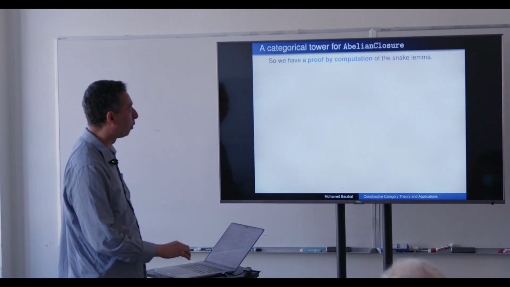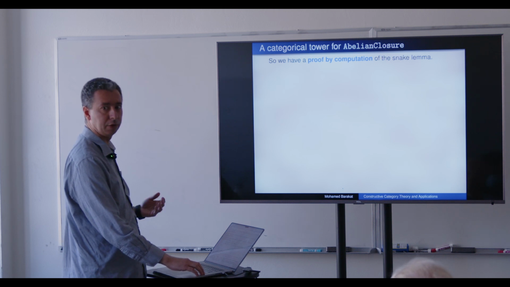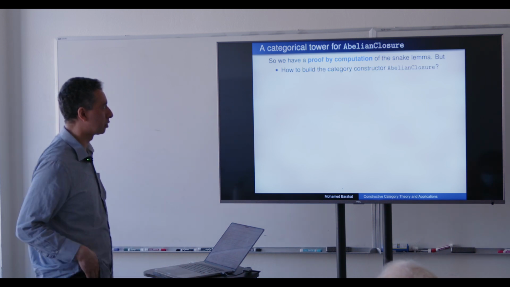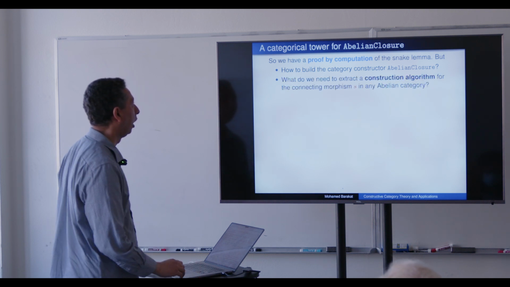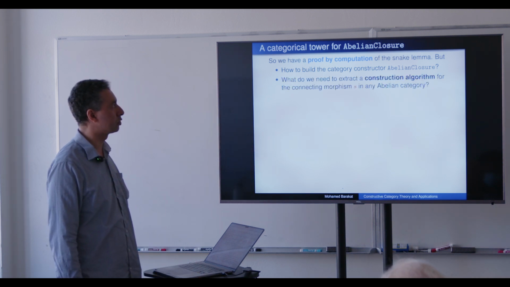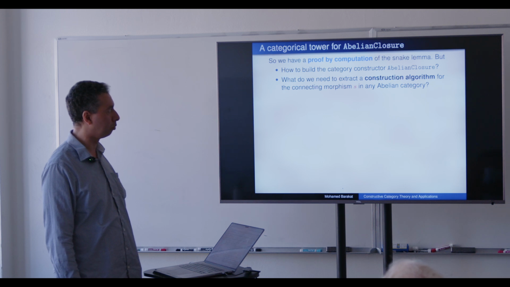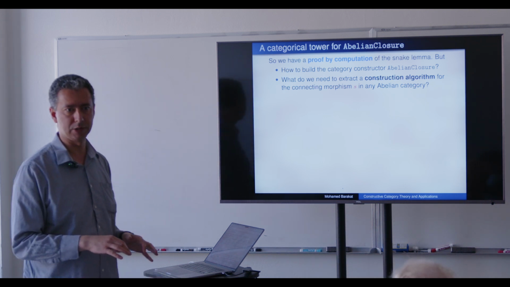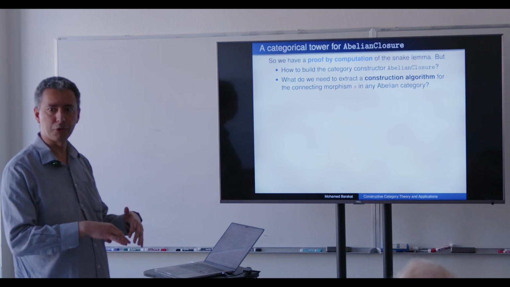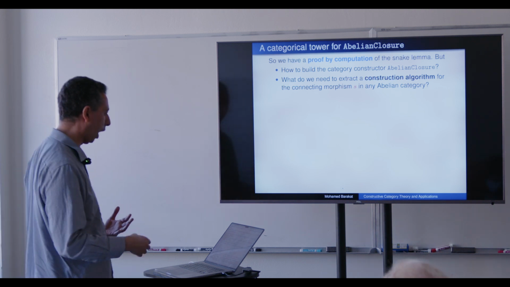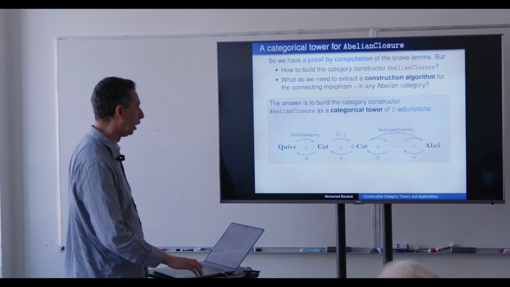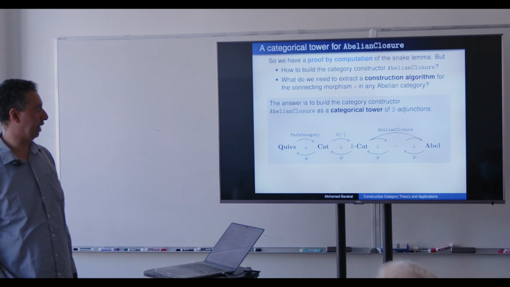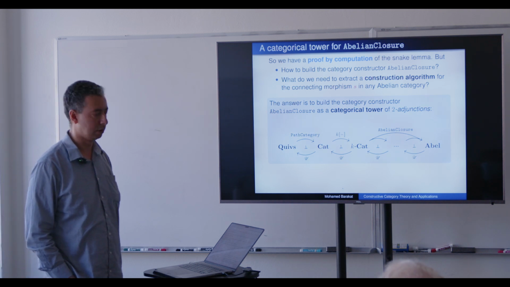So we have a proof by computation of the snake lemma, and S is the certificate. But how to build a category constructor abelian closure? What do we need to extract a construction algorithm for the connecting homomorphism S in any abelian category? I've constructed it in the free instance, but I would love to construct it in any abelian category. The answer is to build the category constructor abelian closure as a categorical tower of two adjunctions.